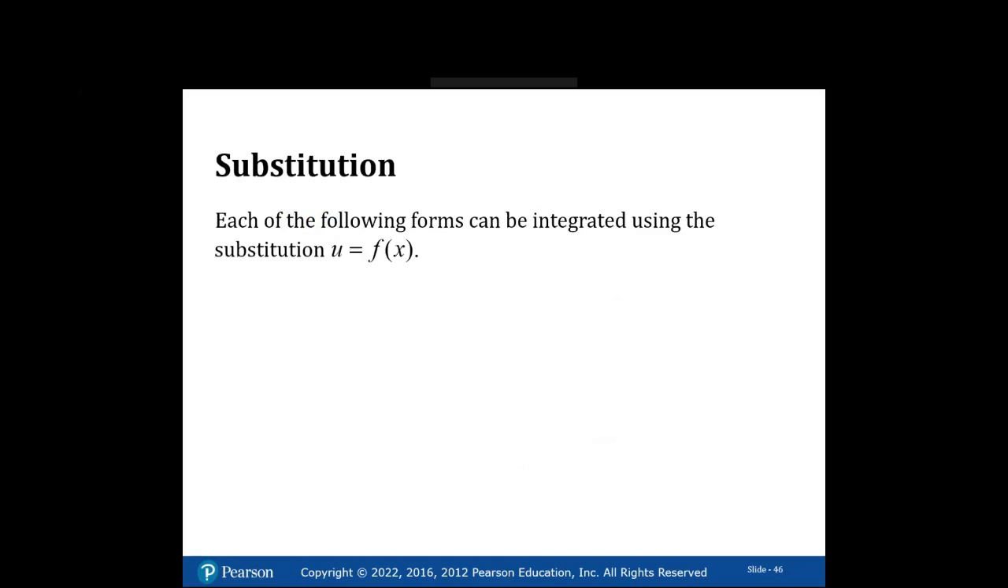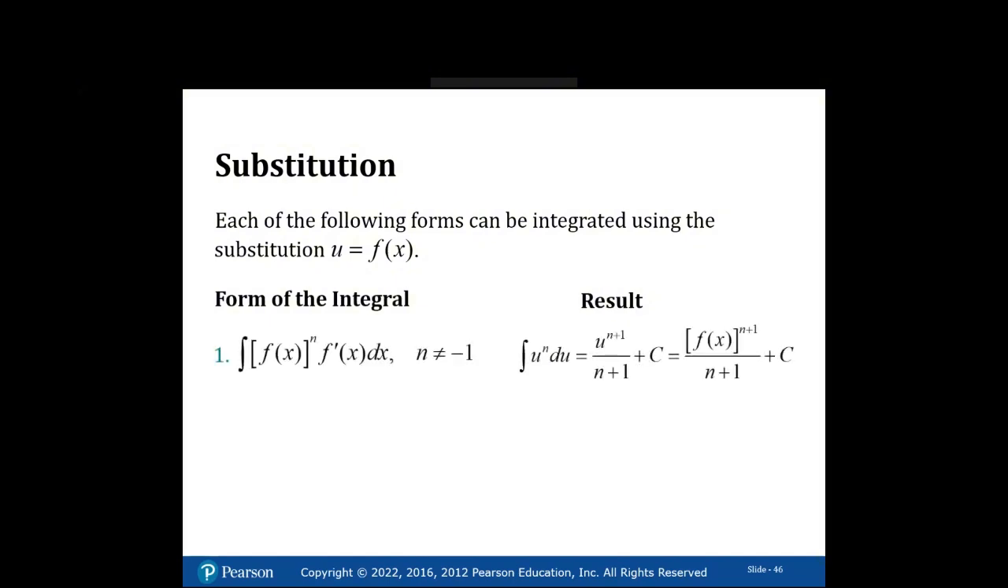So if you do enough of these, you'll see a pattern, right? There are different forms that are integrated using u. And so one of them that we see a lot is this power rule, right? Looks a lot like our chain rule derivative definition for power rule. I have some function to the power of n times its derivative. Well, that lets me know I'm going to use the integral of u to the n du, u to the n plus 1 over n plus 1, plus c. And I plug f of x in.